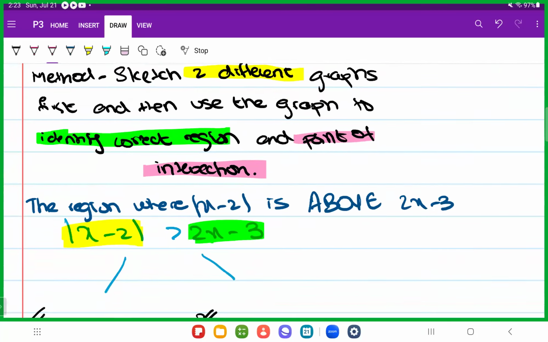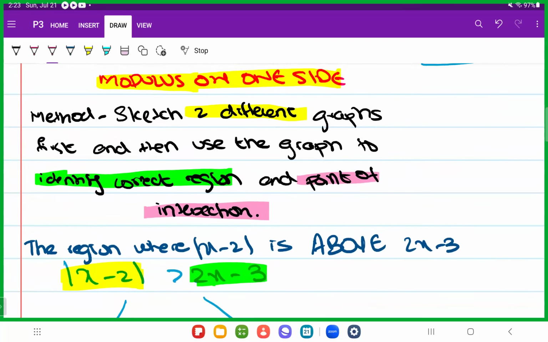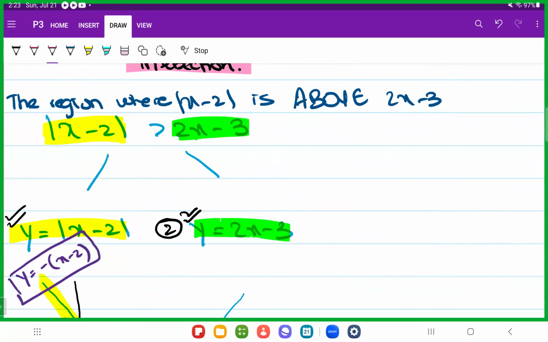So what does that mean? Let's look over here. So I have |x - 2| is greater than 2x - 3. So there is an inequality. However, the modulus is only on one side of the inequality, right? So you will be sketching two different graphs.